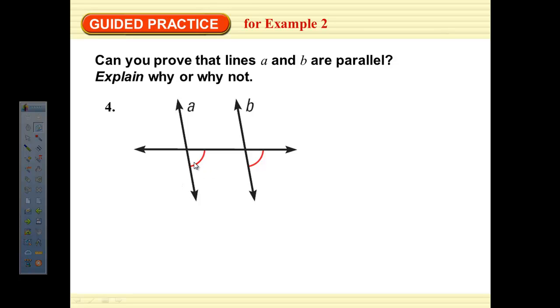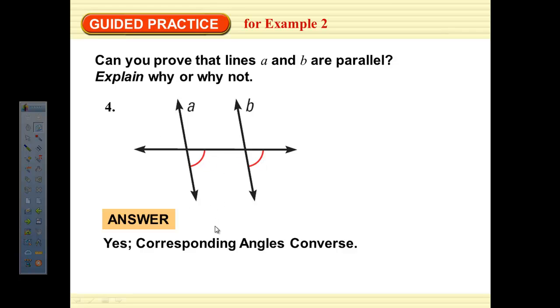And here's another one. Again, we look at these two angles, and hopefully you recognize these are corresponding angles. Since corresponding angles are congruent, we can state that the lines A and B are parallel.